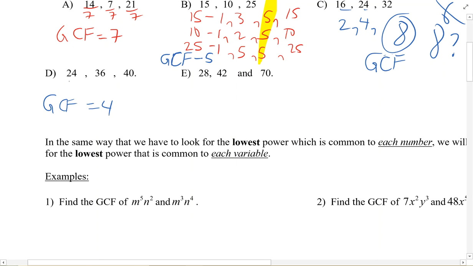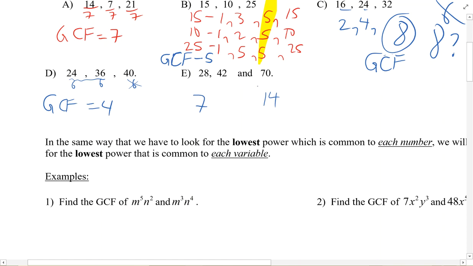But you'll notice that sometimes, often, 2 of them will work. For example, 6 works for both of those ones, but it does not work for that one. Okay, what about 28, 42, and 70? Take a guess, guess and check. 7 works.